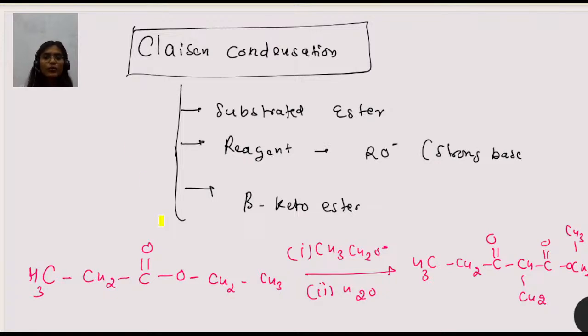The important part is that we start with ester, and at the end, let me highlight the product. With respect to this, this is the alpha position and this is the beta position. So it becomes a beta keto group and an ester. So the beta keto ester is the product we are getting. Now let's talk about the mechanism.